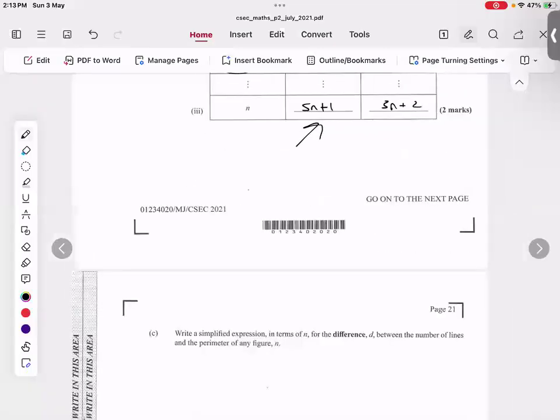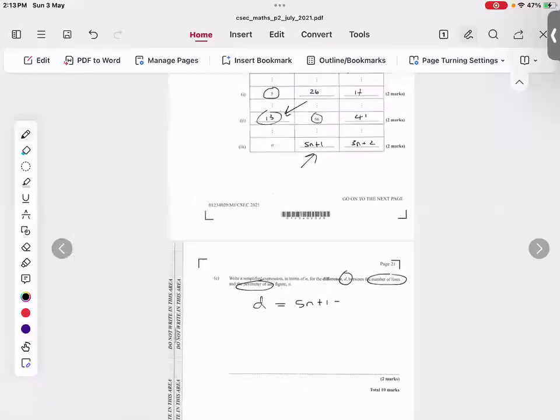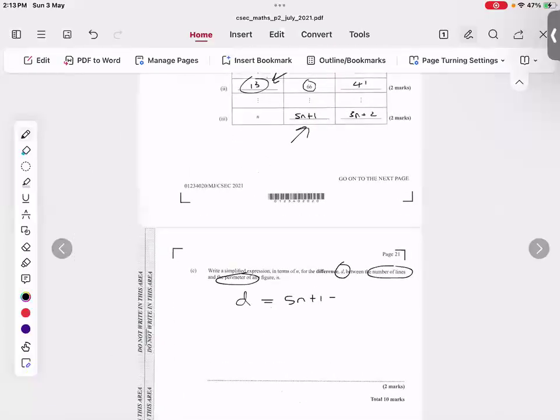Alright, what else am I asked now? Write a simplified expression in terms of n for the difference d between the number of lines and the perimeter in the figure. That's easy. So the difference is going to be equal to the subtraction of the two formulas. The first formula was 5n plus 1, and you're going to subtract what? 3n plus 2, right?